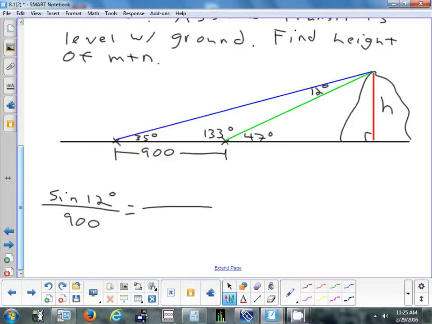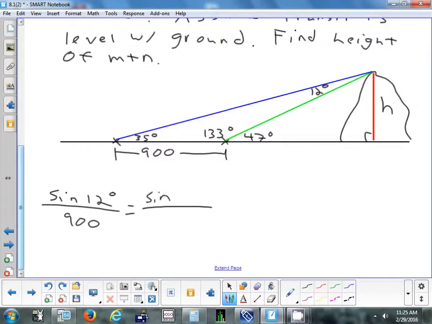Okay, so now what side do we want to find? I think we want to find the green side, because if we can find that, then we can find the red side. The green side is our hypotenuse in this other triangle with the height. But we don't know any information about this right triangle other than the 47 and the 90, so we have to have a side. Then we're going to use sine 35.